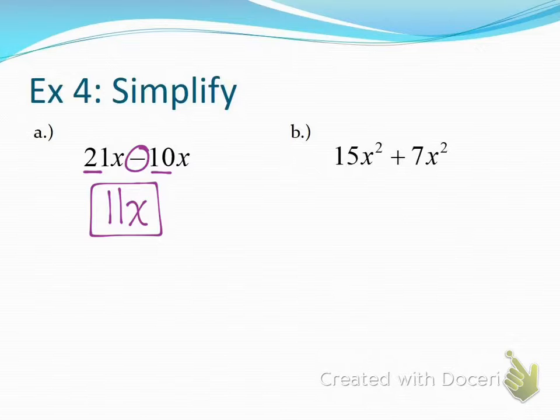On letter B, are they like terms? Yes. So what's actually getting added? 15 and 7. Good. The 15 plus 7 gives me what? 22. X to the second power. Good. The exponent is not changing. Later in the year, we'll talk about when exponents will change, but this is not that situation.